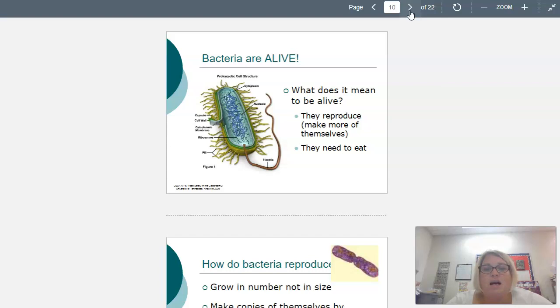If you're looking at the diagram of the bacteria, you will notice it has a cell wall. It has a capsule. It's got pili. The only organelles you see in the cytoplasm are ribosomes. That nucleoid where the DNA is kept is not membrane bound. So that's how you can identify it as a prokaryote versus a eukaryote.